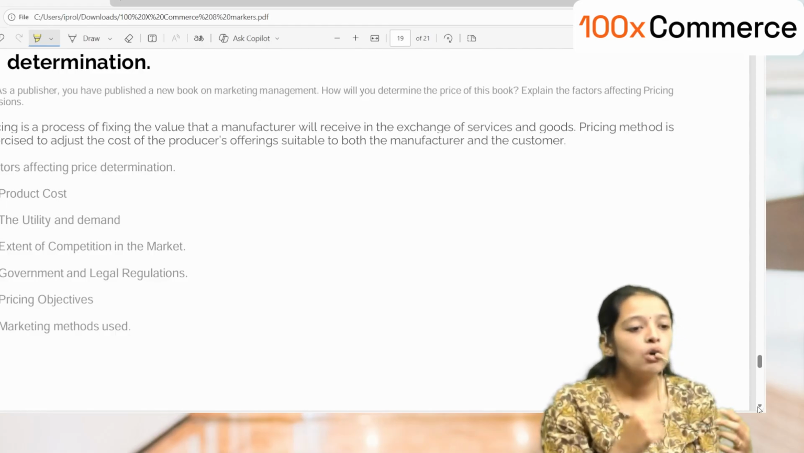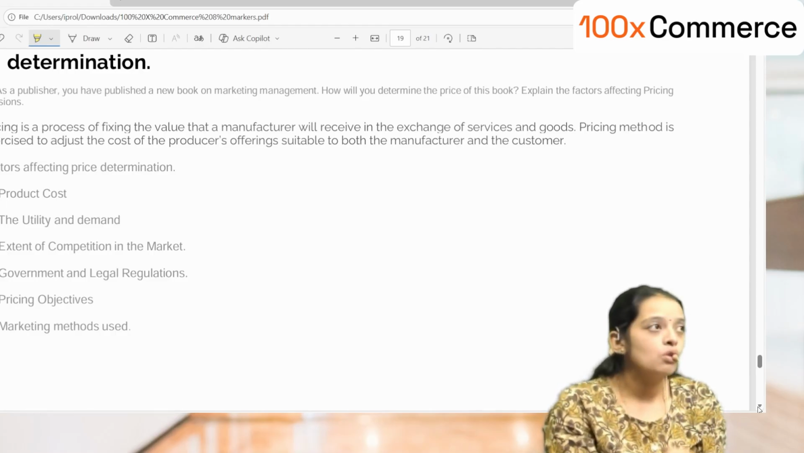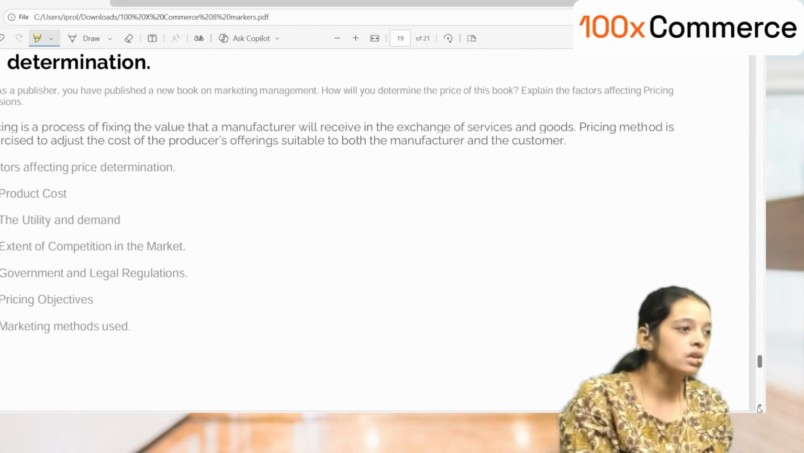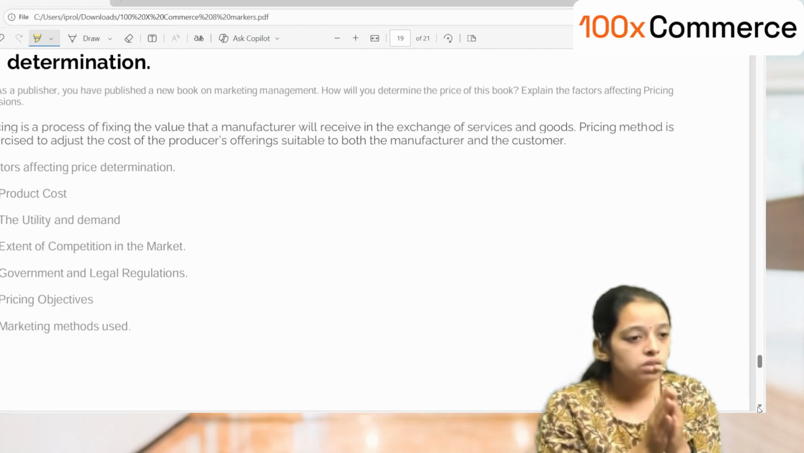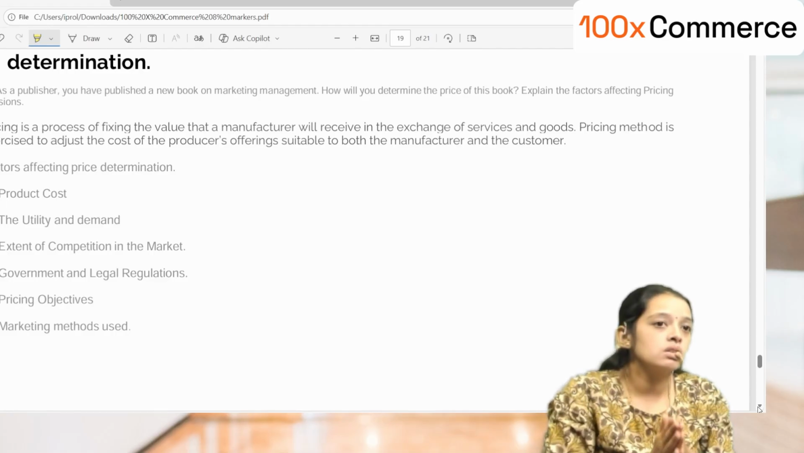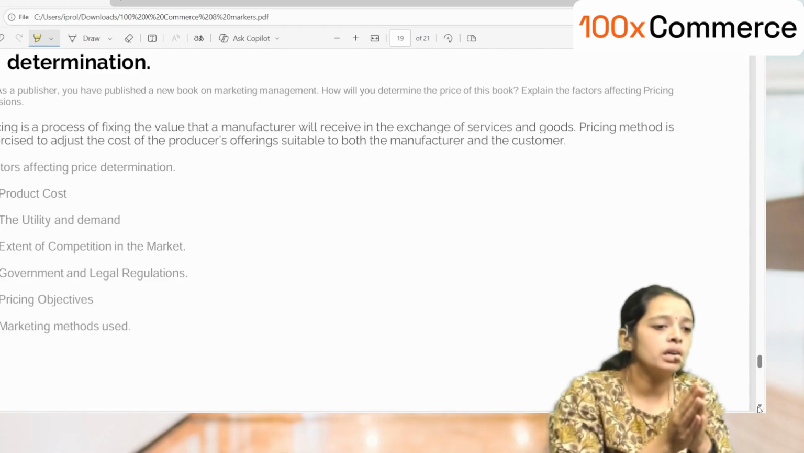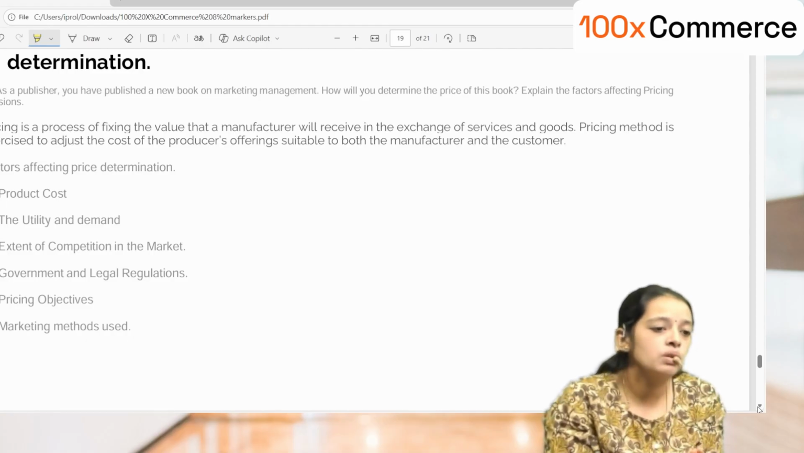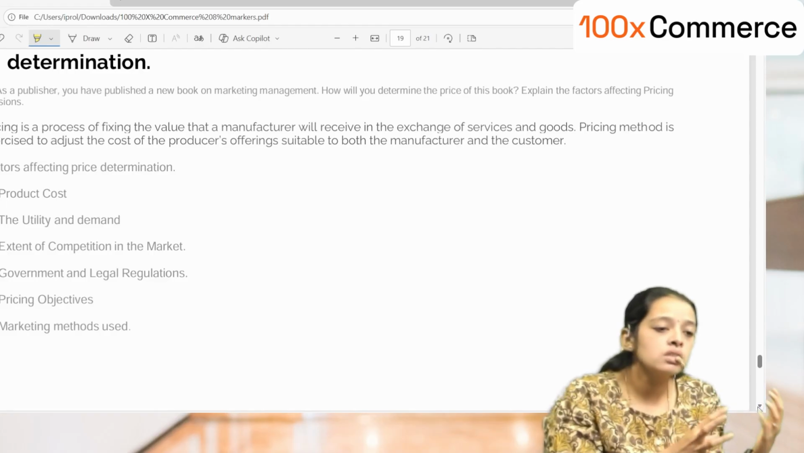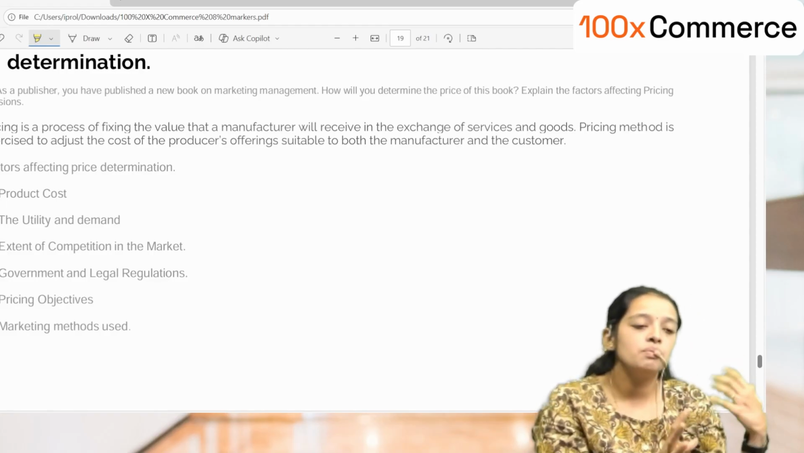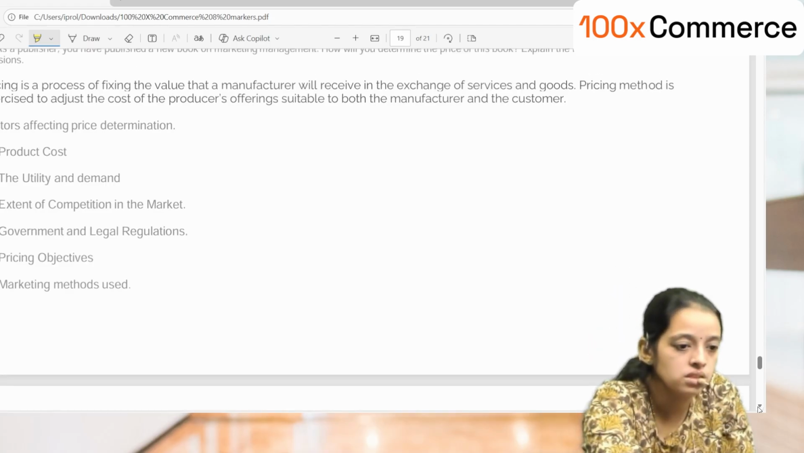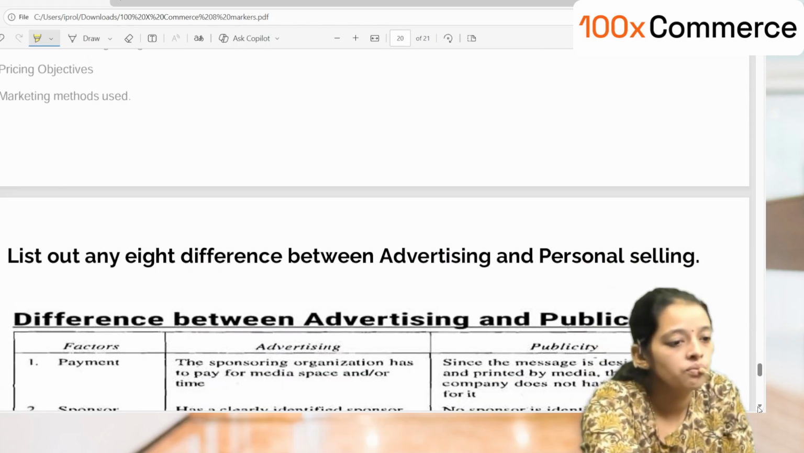Then next one is what marketing methods are used. What marketing methods in the sense, for example, whether they are going for personal selling or advertising, based on that also the price determination will definitely change. Because if they have spent a lot of money on advertising, definitely the products will be much costlier. If they ignore the advertising concept and rely only on publicity, then definitely the products will have a lesser price. So this was about the answer.